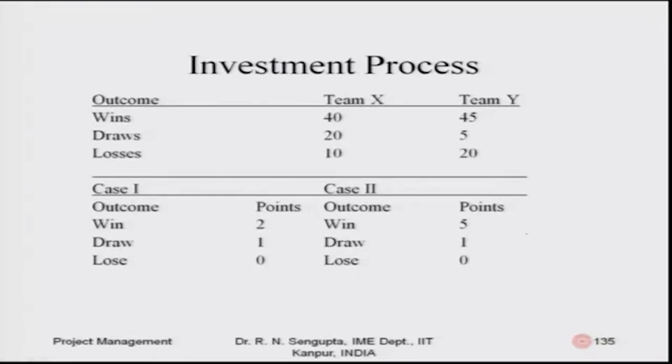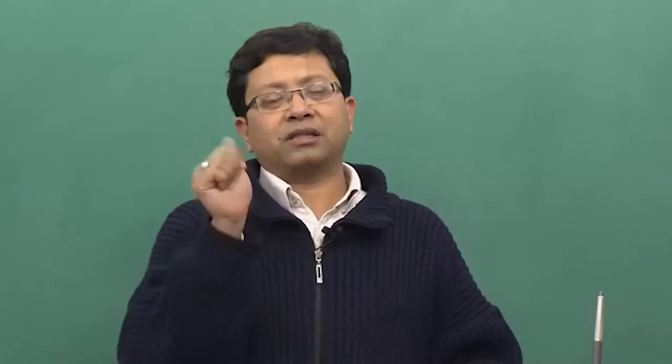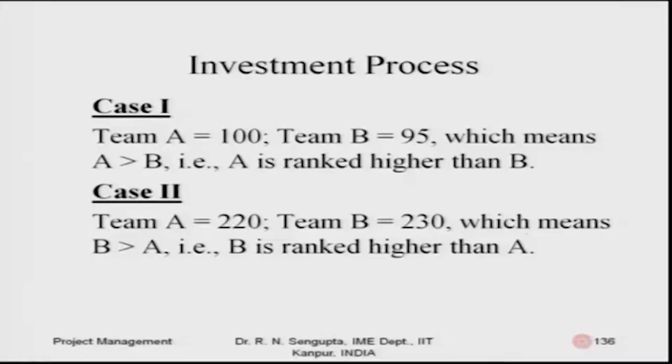If I bring that into the picture for case 1 and case 2 and try to compare team X and team Y based on case 1 and case 2, the situation is like this. In case 1, team A has 100. How do I get 100? I multiply the probabilities and the points. B has 95, which means that A has a higher ranking than B, and A would win.